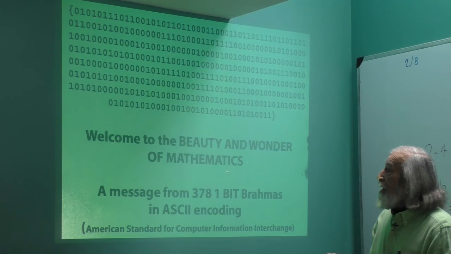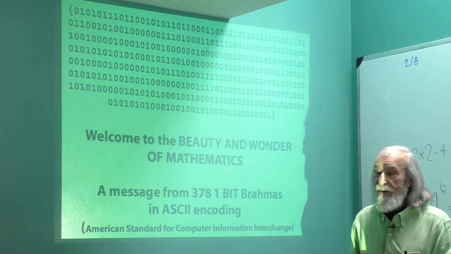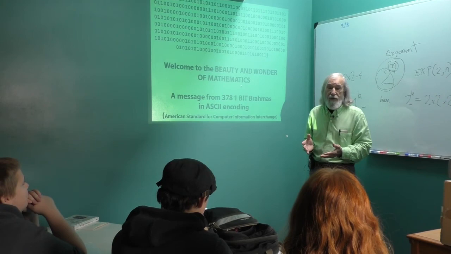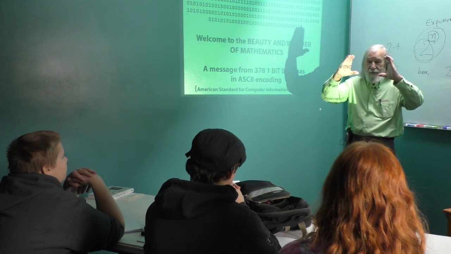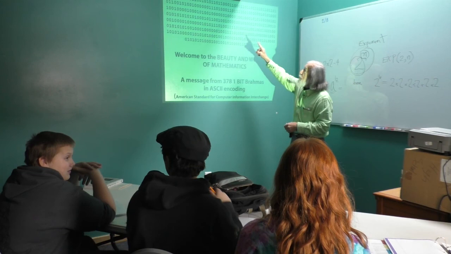So how many different characters can we have? 256. 256 characters. Well, we only need 26 for the alphabet, but you might like to use capitals. So then you need 52. You might need the numerals, 0 through 9. And you might like to have our good old braces, parentheses, brackets, punctuation, blah, blah, blah. And that still leaves quite a bit of room. So what that string says is, welcome to the beauty and wonder of mathematics.